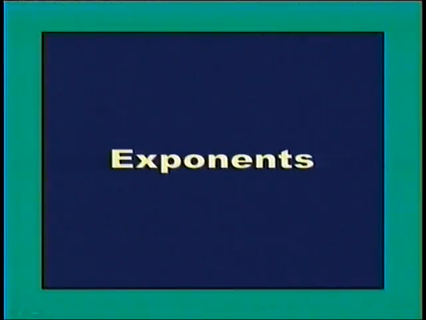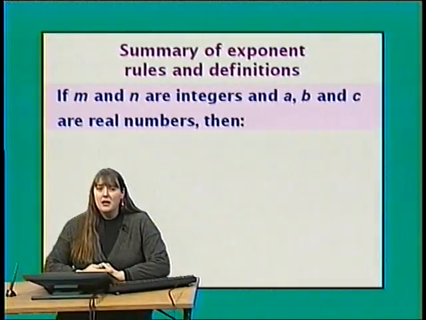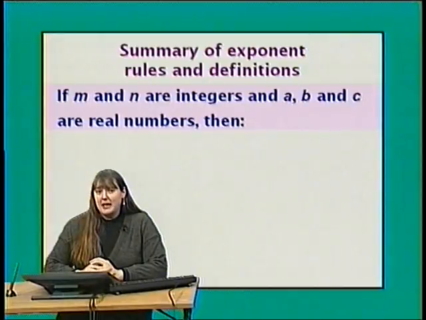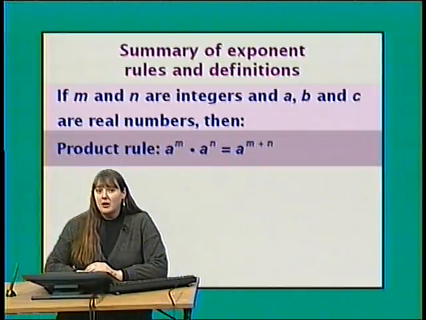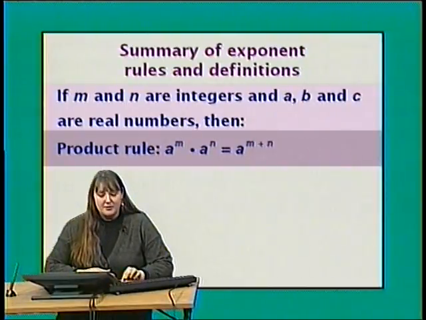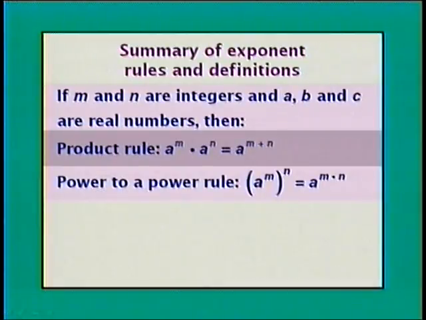So let's go over our rules and definitions of exponents. If m and n are integers and a, b, and c are real numbers, then first we have the product rule, which tells us when our bases are the same and we're multiplying, we can add the exponents. We have our power to a power rule. This is the case where we multiply exponents. A to the m to the nth power is a to the m times n.